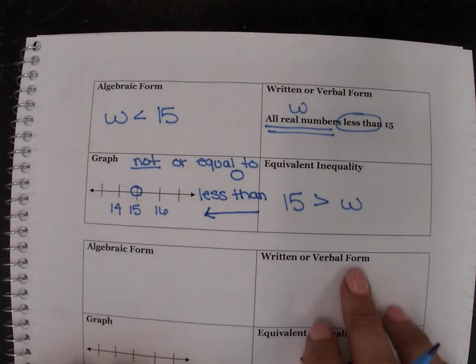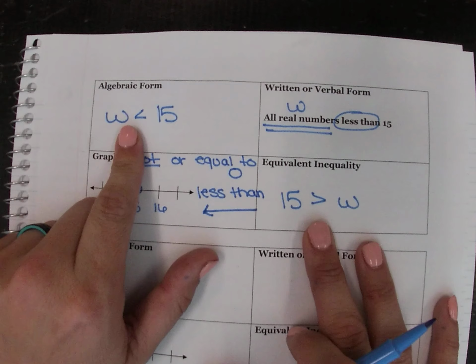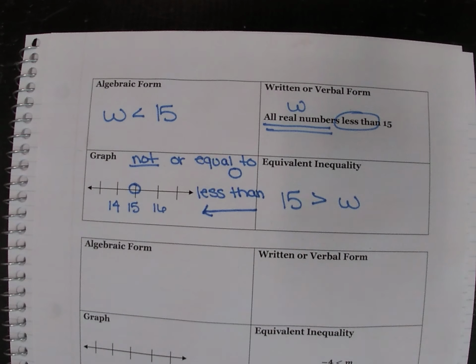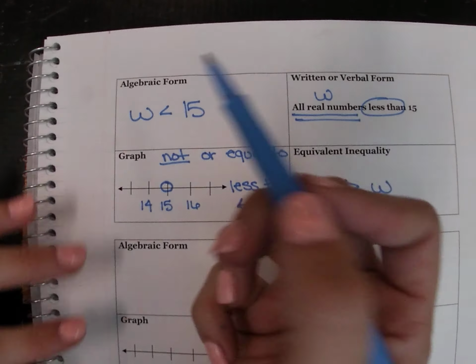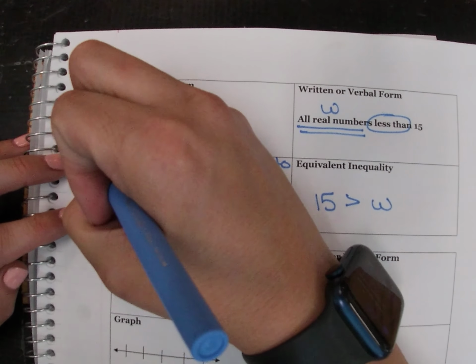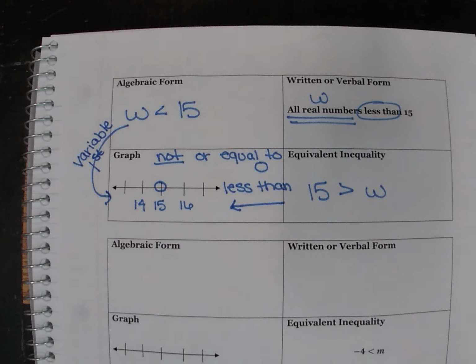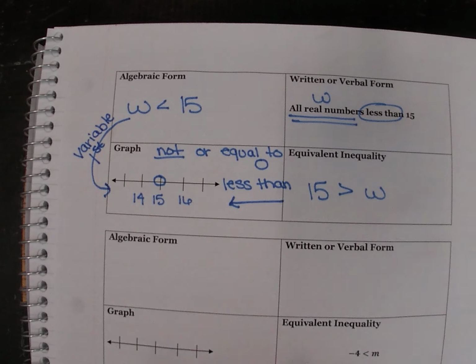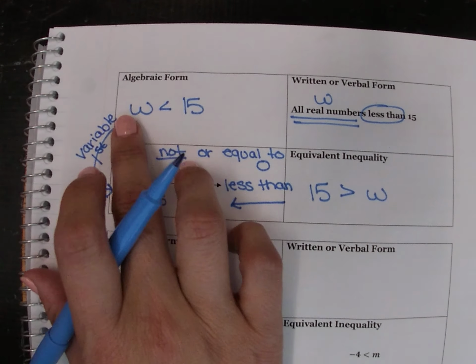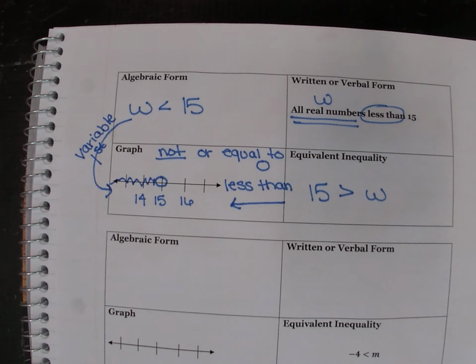Okay, so now the question is, do I use this form or do I use this form, right? Because this has less than and this has greater than. We can only graph from the situation where the variable is first. So we need that variable first to be able to translate those words. W is less than, so because that is less than, we are shading to the left. Because numbers less than 15 are 14, 13, 12, 11, 10, and so forth.